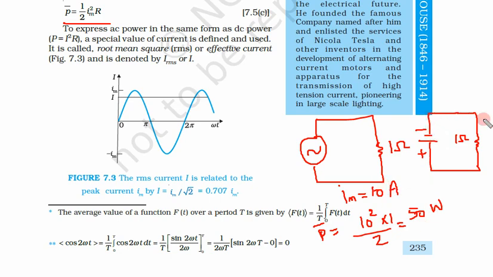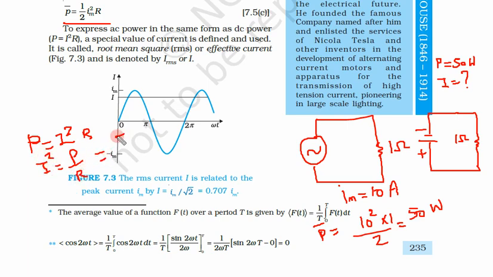Now we are moving to a DC circuit. Then they are saying the power consumed is the same. P is equal to 50 watt. And they are asking what is the current. R is the same. So P is equal to I square R, so I square is equal to P upon R.